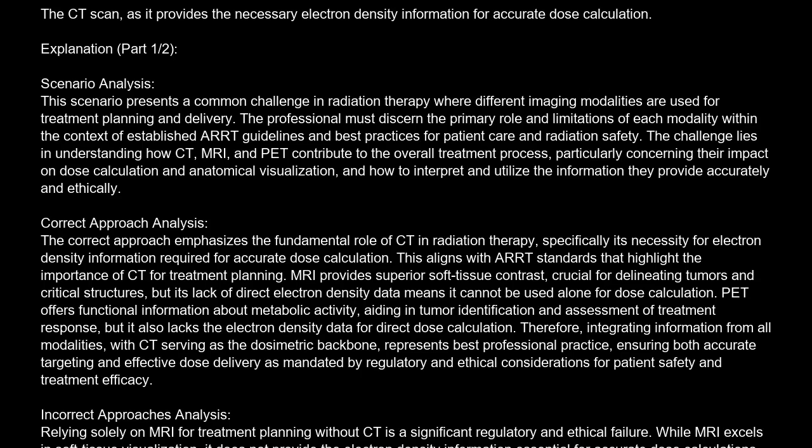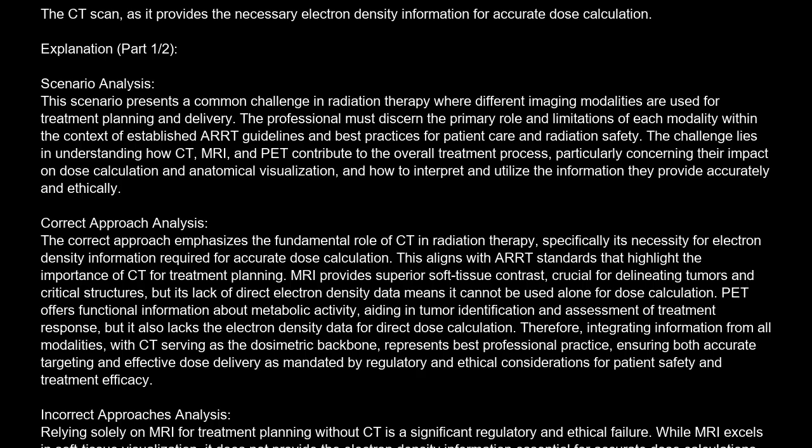Correct answer is C. The CT scan, as it provides the necessary electron density information for accurate dose calculation. Explanation. Scenario analysis. This scenario presents a common challenge in radiation therapy where different imaging modalities are used for treatment planning and delivery. The professional must discern the primary role and limitations of each modality within the context of established ACT guidelines and best practices for patient care and radiation safety.